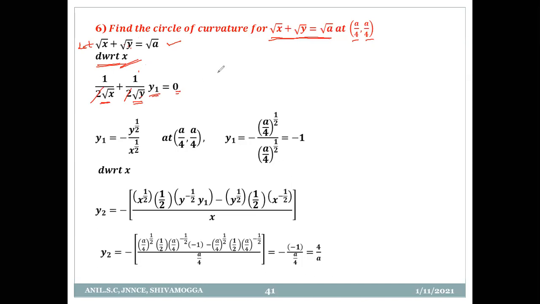Therefore, 1 into y1 divided by root y is equal to, now transfer this 1 by root x to the RHS, you get minus 1 by root x. Therefore, y1 is equal to root y into minus 1, which is minus root y.